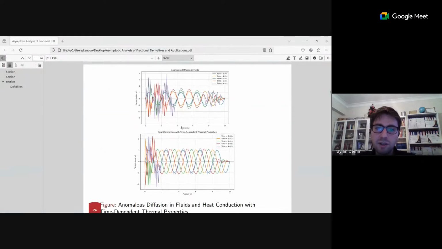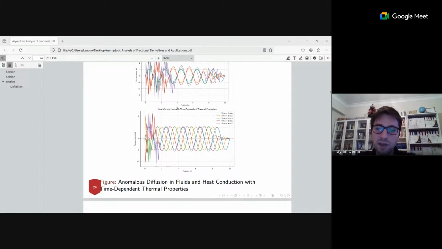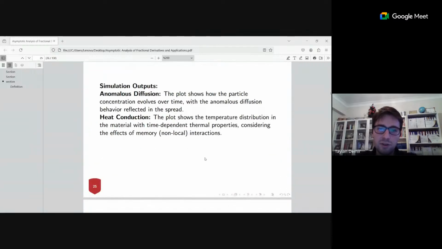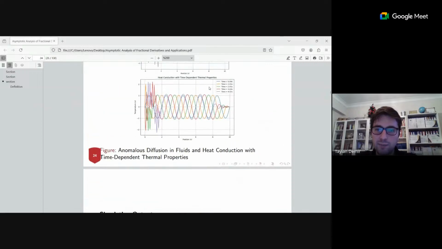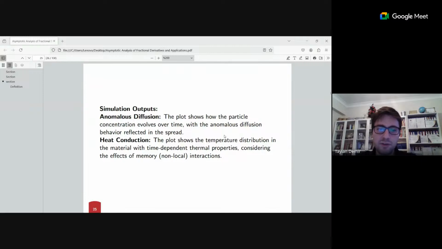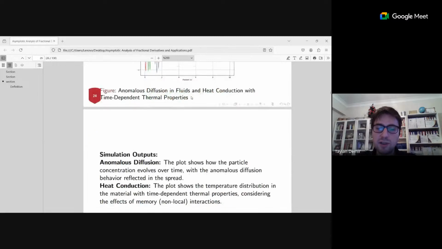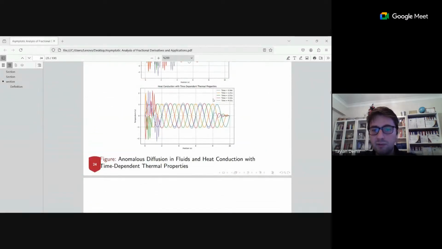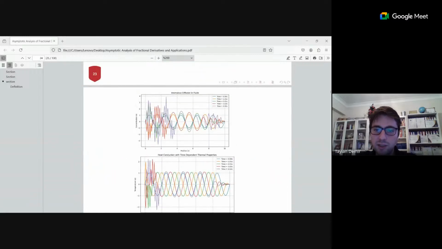This is the simulation. The first simulation is anomalous diffusion in fluids, and the other simulation is heat conduction with time-dependent thermal properties. In anomalous diffusion, the plot shows how particle concentration evolves over time, with anomalous diffusion behavior reflected in the speed. And in the other simulation, heat conduction, the plot shows the temperature distribution in the material with the time-dependent variable. And according to time, the graphical curvatures are different.